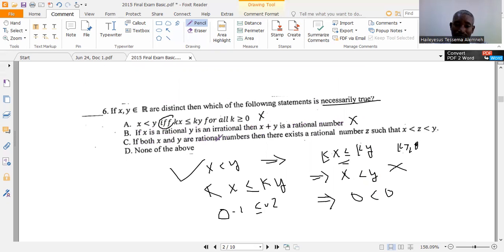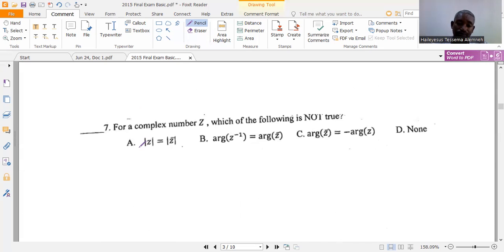If both x and y are rational numbers, then there exists a rational number z such that x is less than z less than y. Clearly, this one is true. If both x and y are rational numbers, then there exists another rational number between them that makes the statement true. So for any two rational numbers x and y, we can find another rational number between x and y. So C is the correct solution.